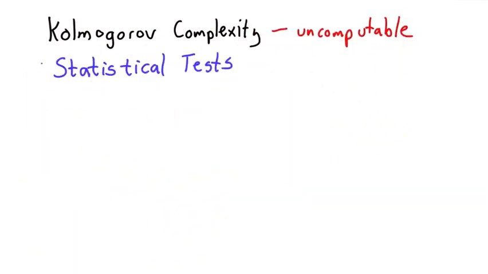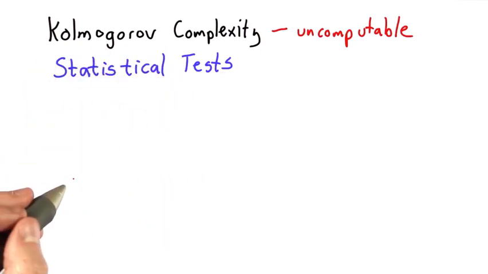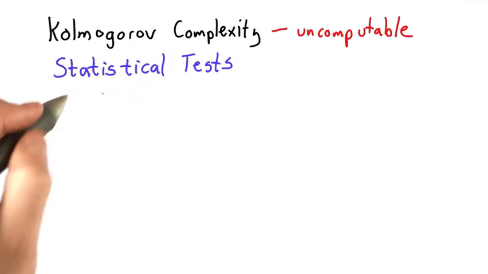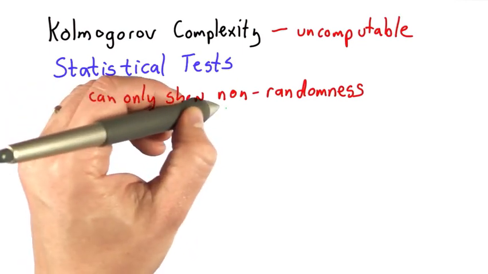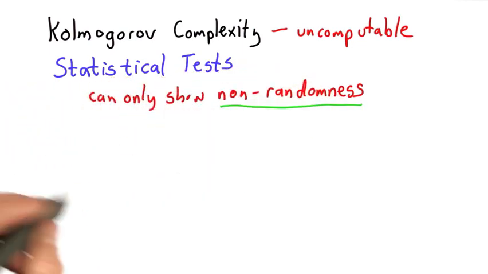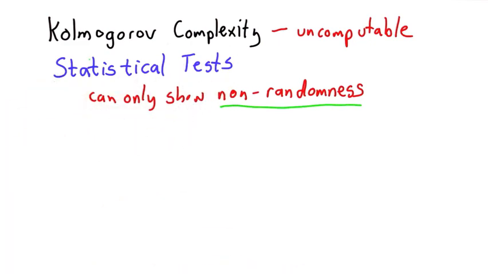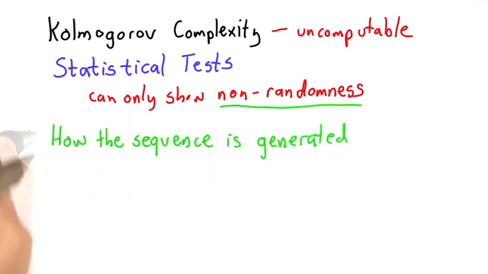The next thing we might think about trying is statistical tests, and this is in fact often used as part of an argument that something produces random numbers, and it should be part of that argument, but it can never be the whole argument. The only thing we can do with a statistical test is show that something is non-random. We can't ever prove that it is random. We could always find some non-random sequence that satisfies all of our statistical tests. So we're left with our best argument being how the sequence is actually generated.